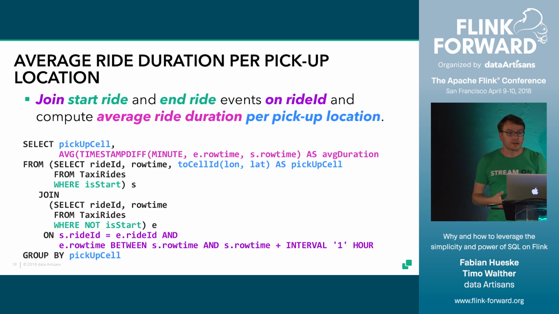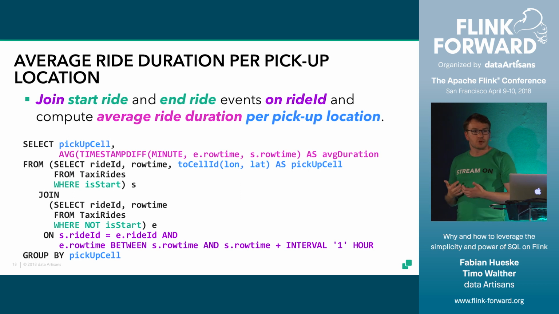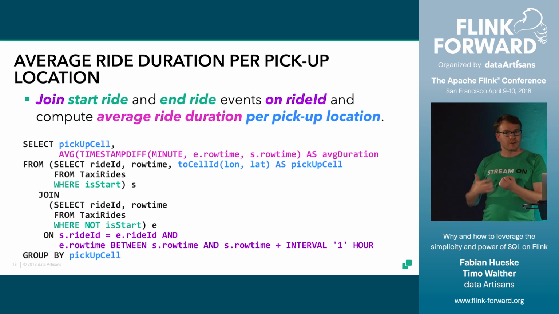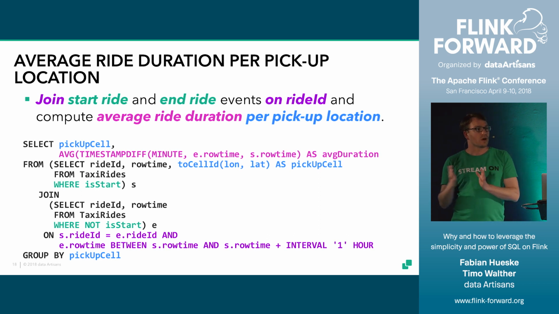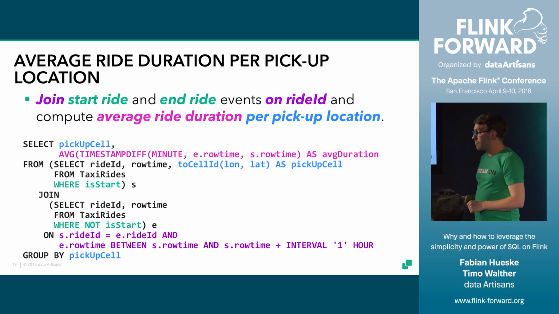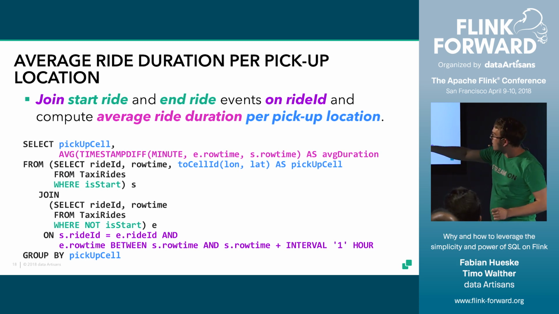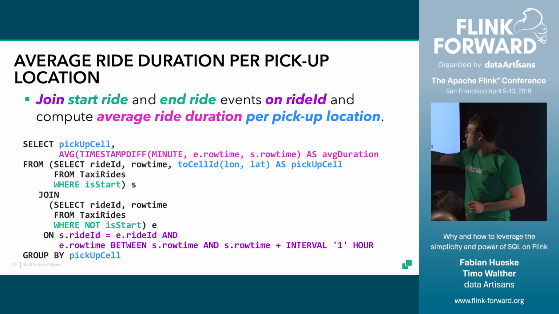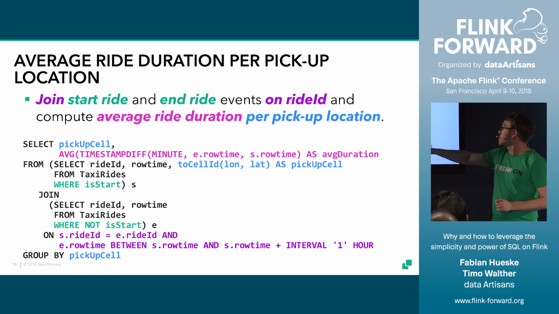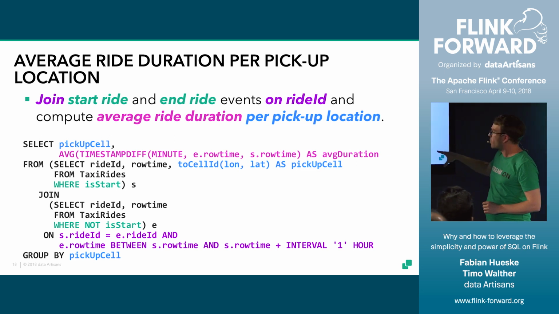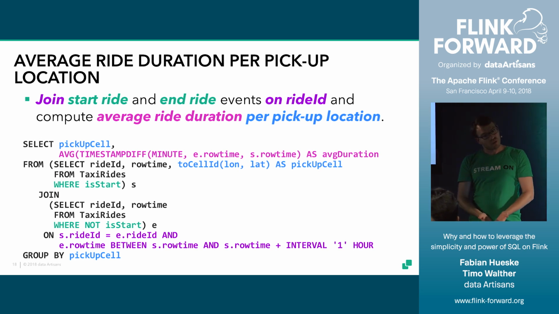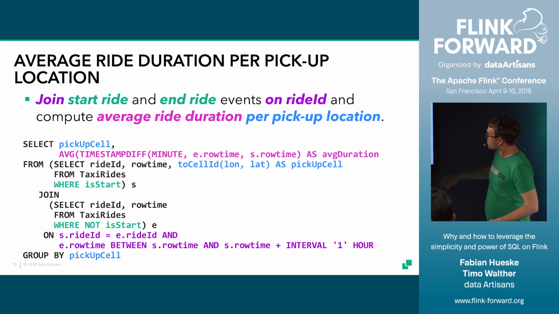If we want to compute something else, like the average ride duration per pickup location, we would have to join the start event and the end event because we want to know how long the duration of a ride is. We can do that using this window join that I described before. You see this here. So we join on ride ID because we only want to join the two events for the same ride. And we say ride ID equals ride ID and row time between, the end row time should be between the starting row time and the start row time plus 1 hour. So we assume here that a ride doesn't take longer than 1 hour, and obviously also the end event should not happen before the start event. So this is how you would express such a join.